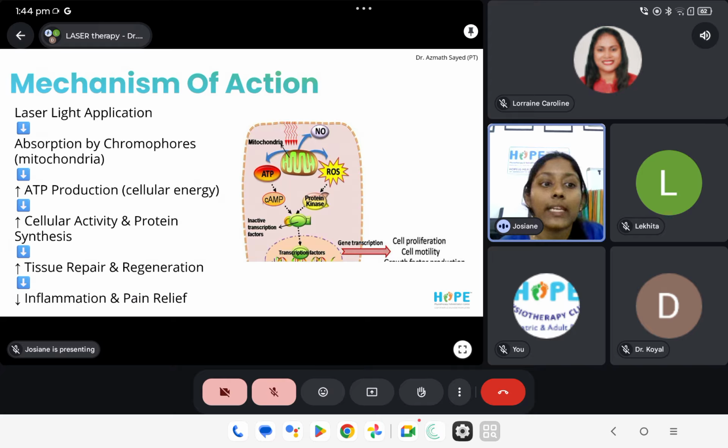So whenever we apply laser light, the chromophores in the mitochondria absorb the laser light, and ATP production increases, cellular activity increases, protein synthesis increases, tissue repair and regeneration increases, and therefore there is a decrease in inflammation and pain relief.